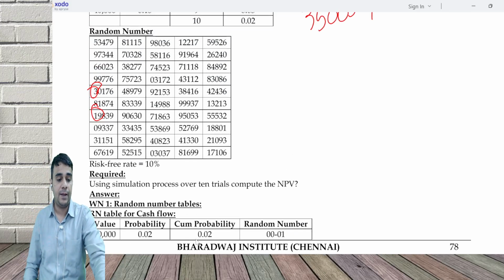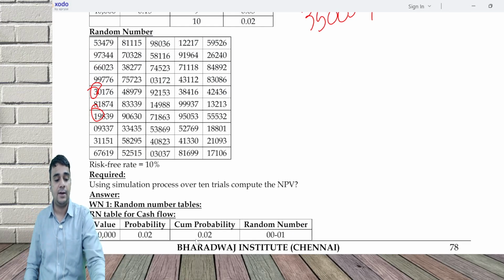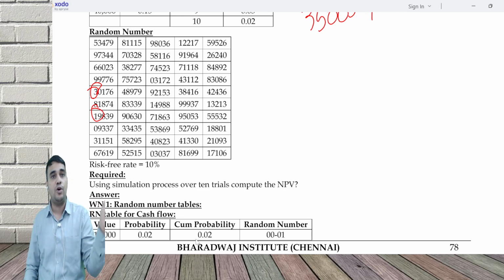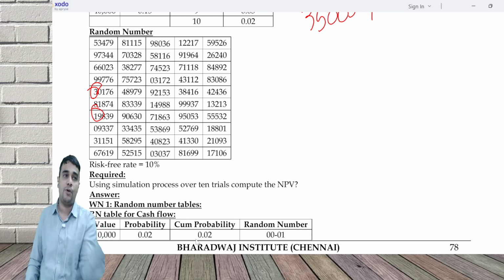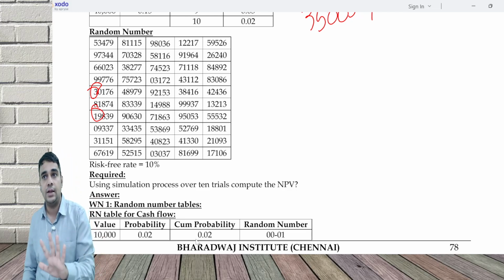53, you picked it from there: 97, 66, 99, 30, 81, 19, 09, 31, 67, 81, 70, 38, 75. Like this you can keep running the experiment. Somebody says no, I want to go this way, do it. Somebody wants to do reverse, do it. There's no logic, nothing here.